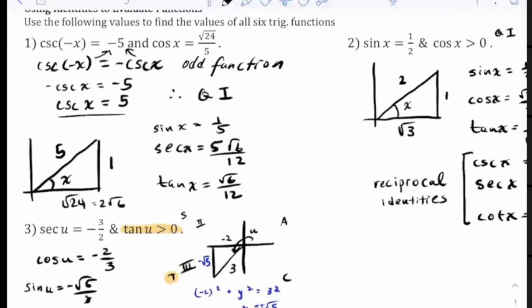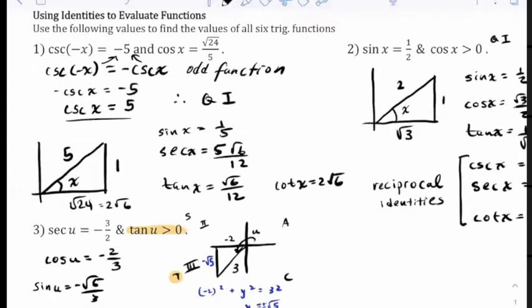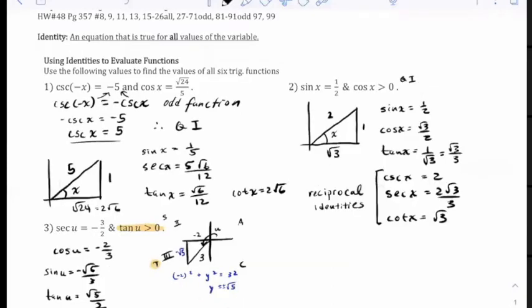Oh, I forgot about cotangent. Cotangent of x is equal to 2√6. Okay. So that's a way of using some of these identities to evaluate some trig functions.